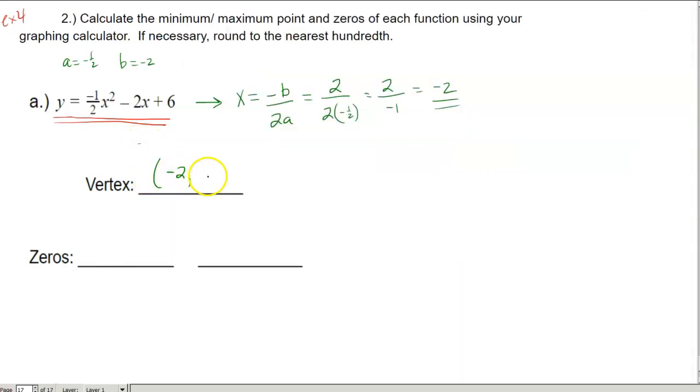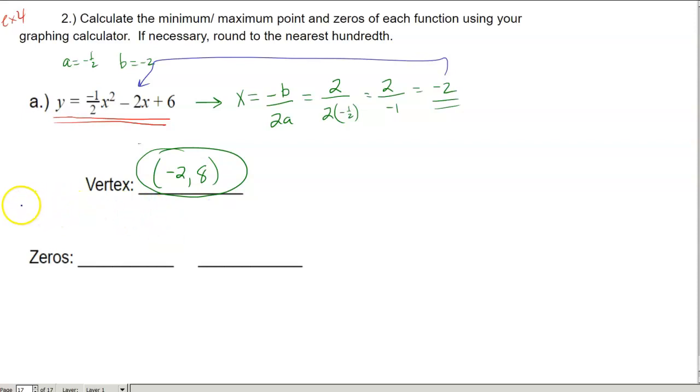So I know my vertex here is -2, 8 as verified by the calculator, and of course I could then take this and plug it into the equation and also get 8 from there as well. So that's how you find the vertex from a calculator.